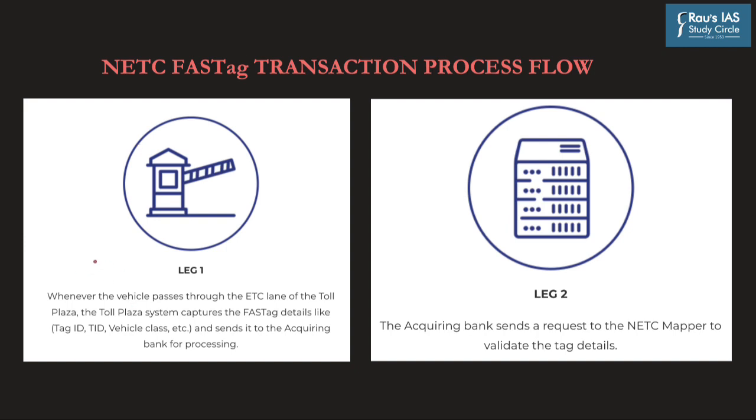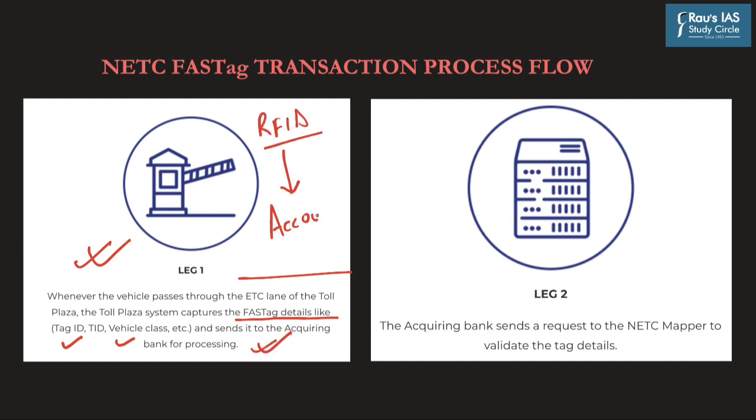So the first leg highlights that whenever a vehicle passes through the ETC lane of a toll plaza, the toll system captures the FASTag details like tag ID, vehicle class, etc. and sends it to the acquiring bank for processing, as we have seen that RFID is linked to a bank account.